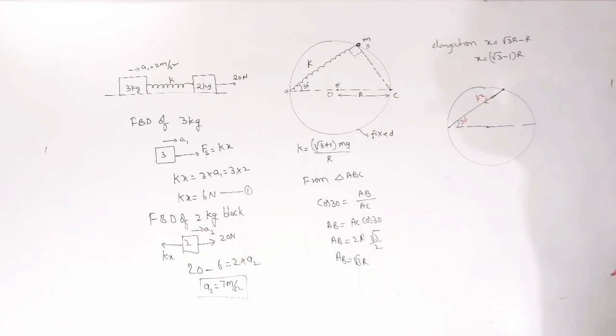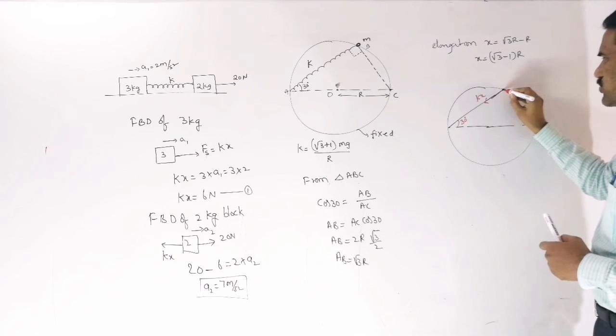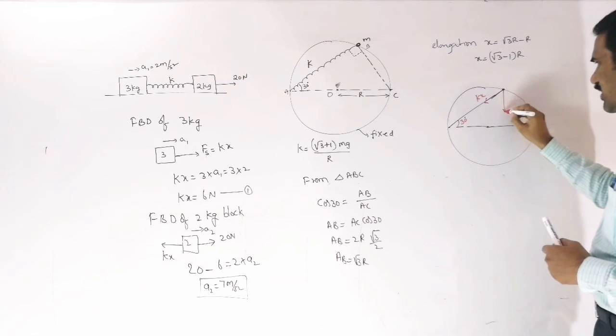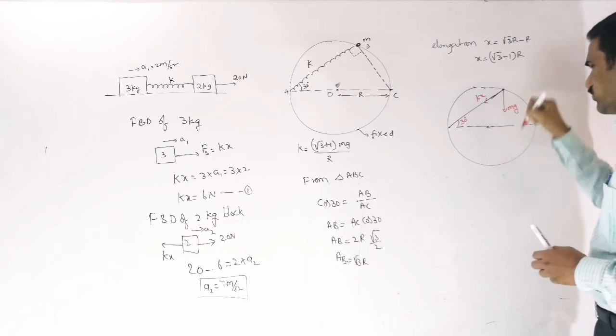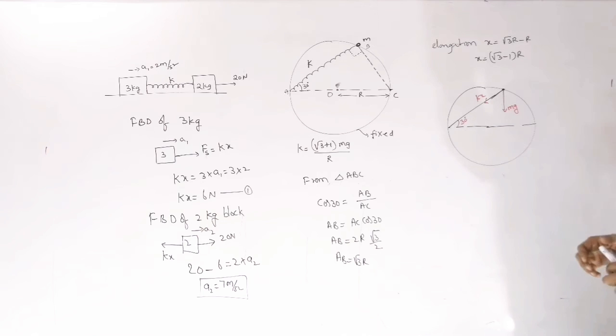And next we need to find the normal reaction. In addition to that, the remaining forces: gravity will be there. The gravitational force will be mg, vertically downwards, because I mentioned already that the ring is lying in a vertical plane, right? And then in addition to this, the normal reaction will be there.